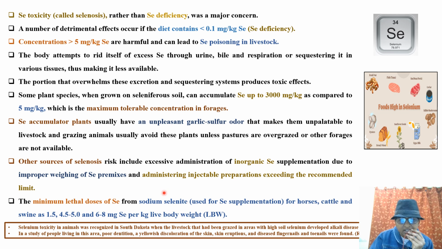So, the minimum lethal dose of selenium for sodium selenite. Always remember there will be some salt forms of selenium, and here it is sodium selenite. Okay, so you can see that for horses it is 1.5, for cattle it is 4.5 to 5.0, and for swine it is 6 to 8 mg selenium per kg live body weight.